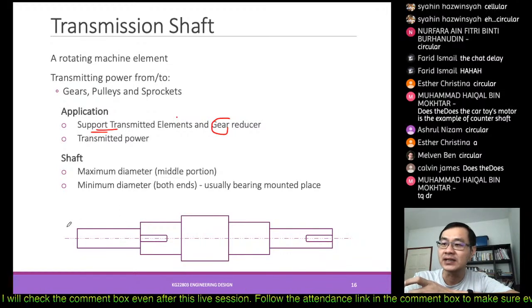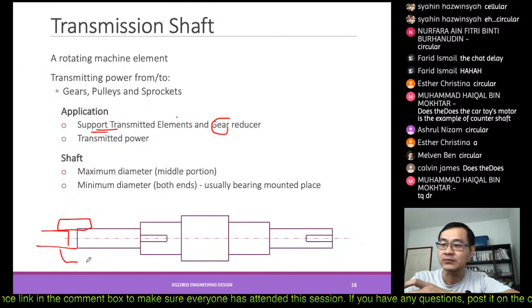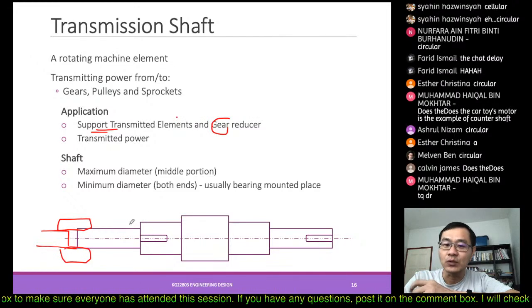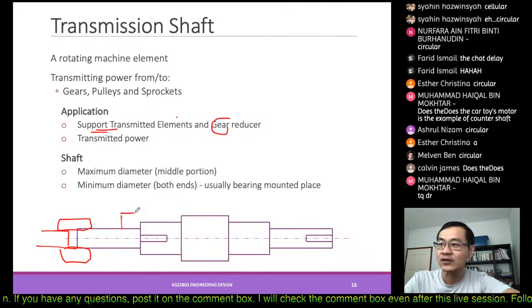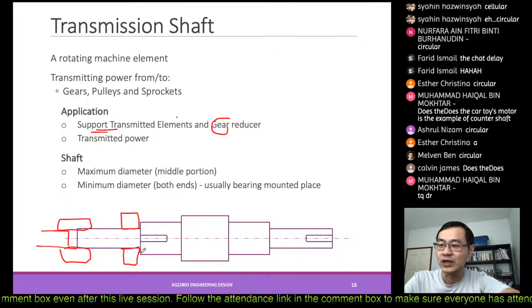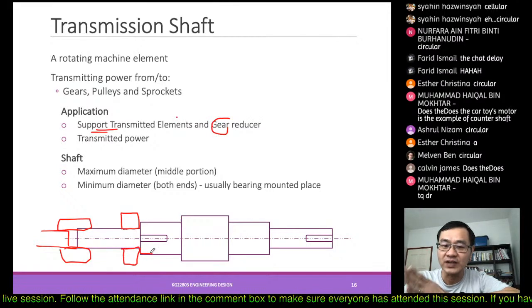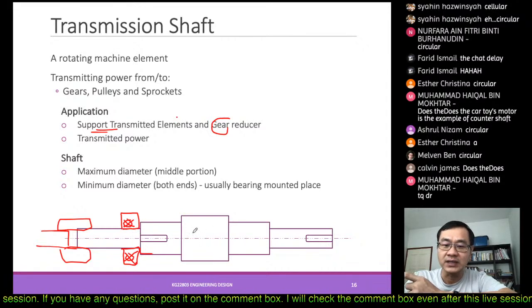For example, let's say we may want to add a coupling from your motor, the electric motor. Then you may want to add in a bearing. This bearing is a kind of element. How can we support it? We will use this step to locate, to fix the position of this bearing. So you may have a bearing here, and this bearing will not be able to move in further.